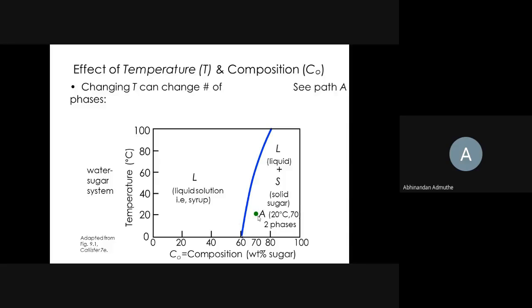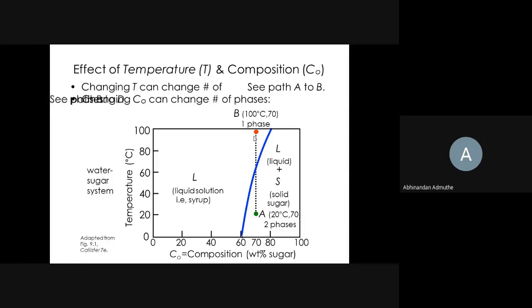If we increase the temperature, see path A to B, at 100 degrees centigrade we have only one phase, and that is only liquid. So even though we were in the two phase region, by changing the temperature, you can see the two phase mixture has now converted into a single phase. This is very important. So the solubility limit has now increased to the single phase region.